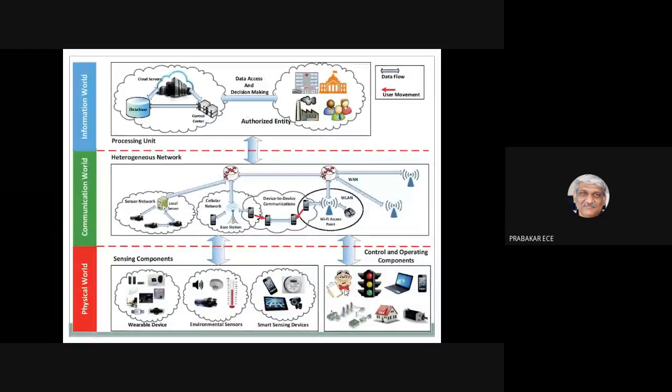And on the right-hand side, if you want to control something, right, there are some control elements available here. Say, for example, if you want to measure some traffic, then I can have a traffic light controller here. So there are some controlling parameters. And this information is passed to a communication world.